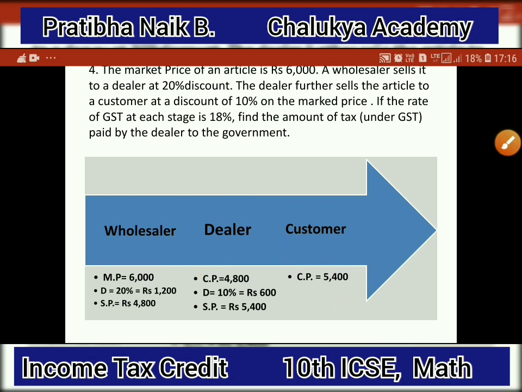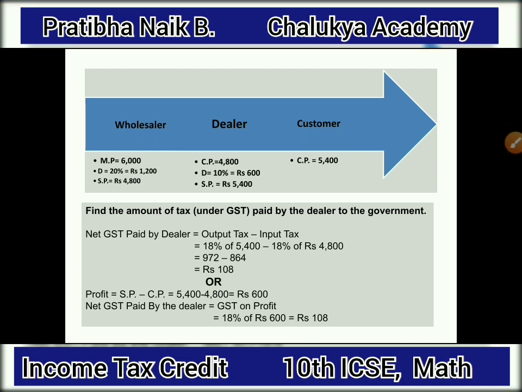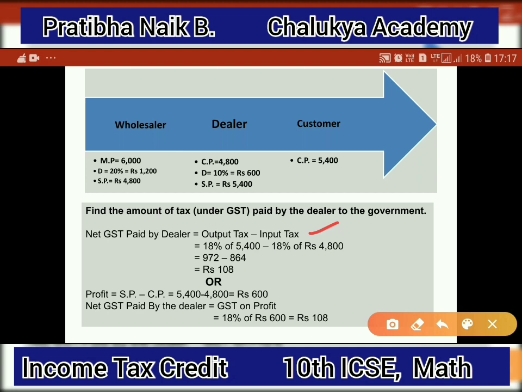So this is all the transactions done in this example. What they asked is to find out the amount of tax under GST paid by the dealer to the government. So we know that net GST, or net tax payable, is equal to what? Output tax minus input tax. Now what do you mean by output tax? Output tax is the tax on the selling price, and input tax is what? Tax on the cost price.